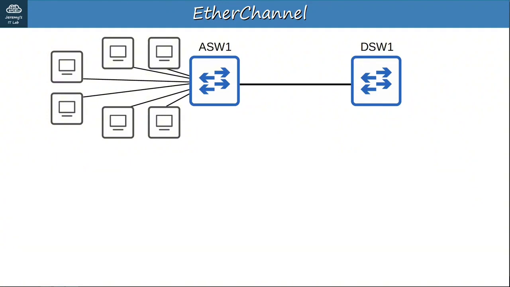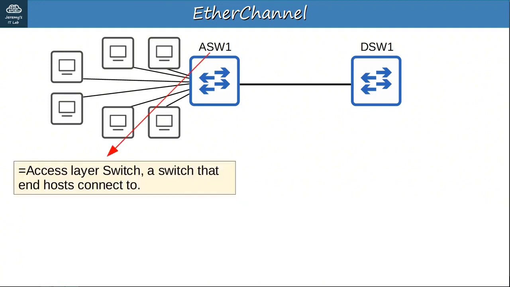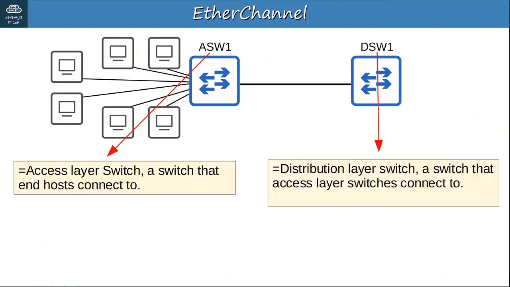I will talk about basic network design later in the course, but A switch stands for access switch, which is a switch that end hosts like PCs and servers connect to. D switch stands for distribution layer switch, which is a switch that access layer switches connect to.